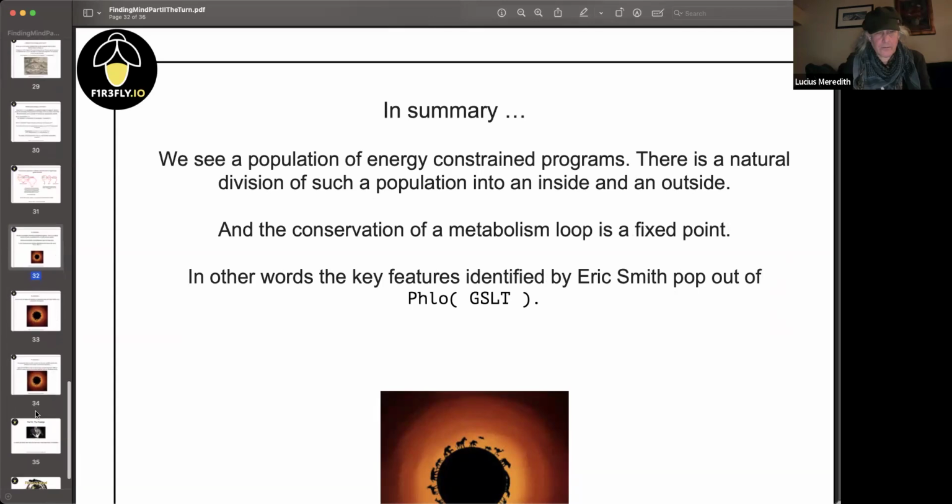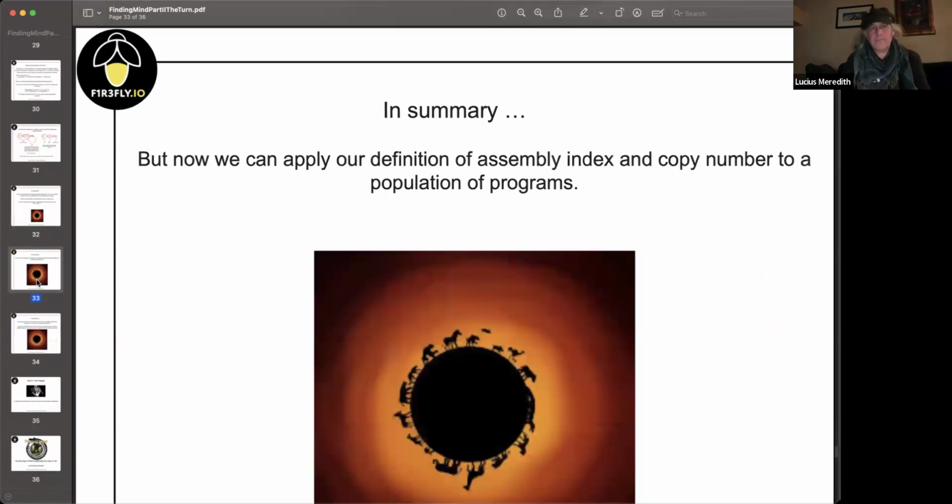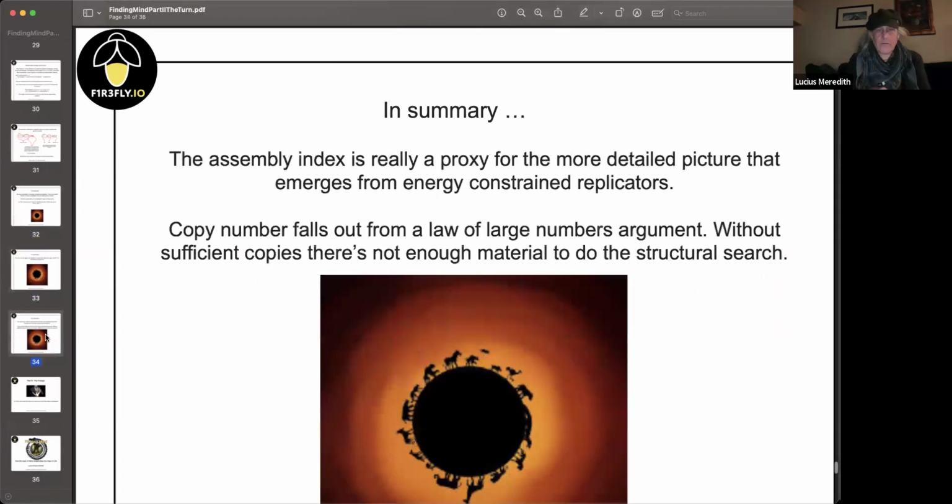Just a few slides and we're done. Okay, but now we can apply our notion of assembly index and copy number to this population of programs. In fact, what I want to argue is that the assembly index is really a proxy for this more detailed picture that emerges from energy constrained replicators. Once you realize that you're only interested in the energy constrained replicators, that forces a bar. You've got to cross a certain bar of complexity, and so the assembly index is going to be at least that high. That's why you want assembly index.